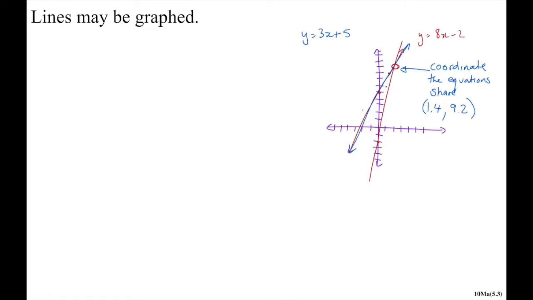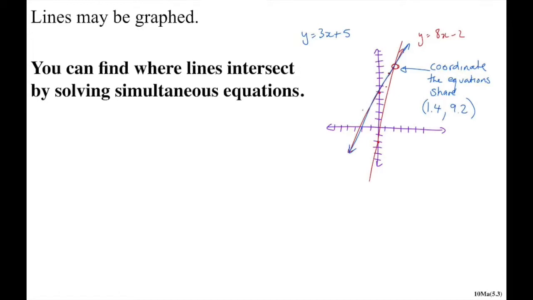We're going to be talking about how lines intersect today. We know that lines can be graphed, and when you have more than one line that's graphed, unless they're parallel, they're going to meet somewhere. How do we find where they meet? Well, we've done that before. We can find where they meet by solving the equations simultaneously.